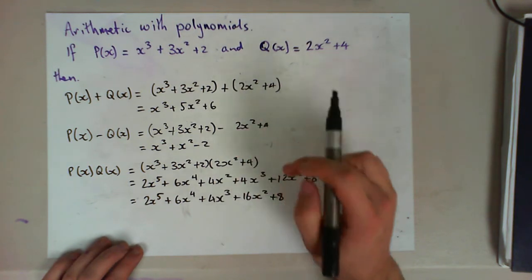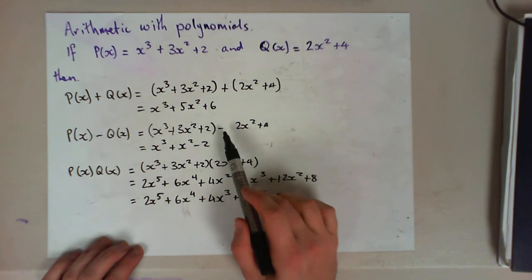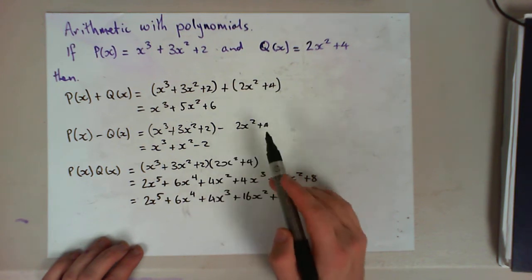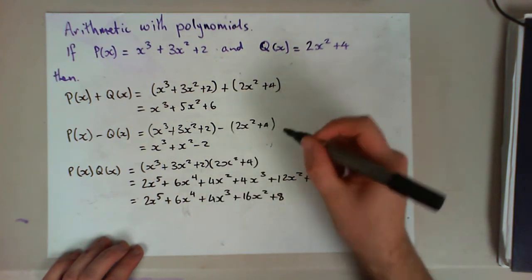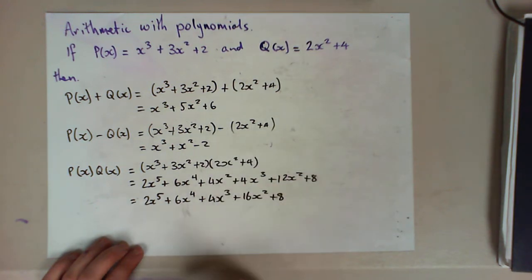If we didn't have those brackets, we would have said, oh yeah, I take my 2x squared away and then I add my 4. That would be incorrect. We've got to take away every term that we've got here. So 2 take 4 gives us negative 2.